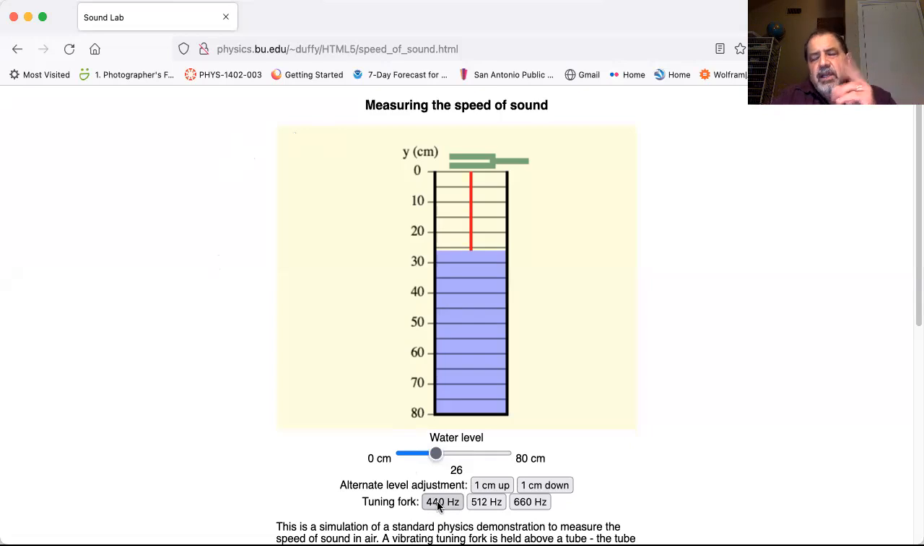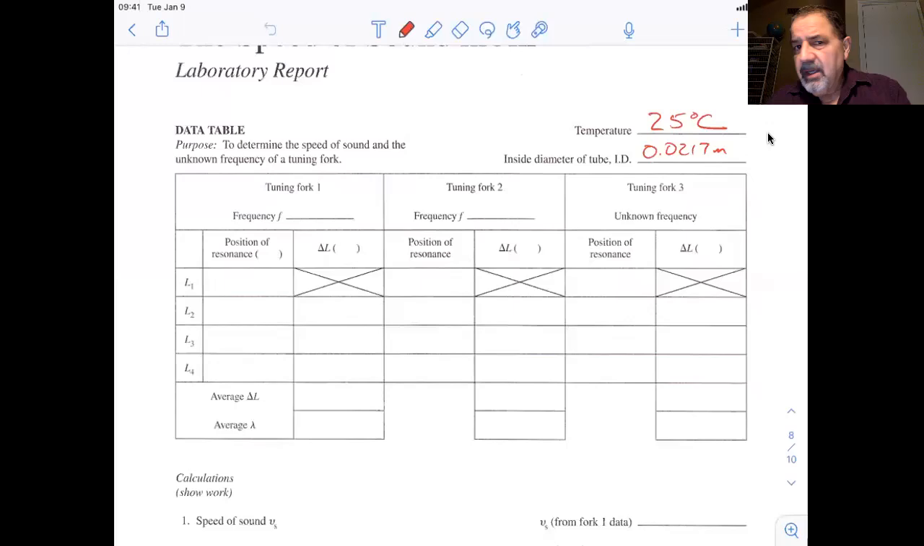You can select three different tuning forks: 440, 512. I'm going to choose 660 hertz, and I'll show you how we fill it out. I'm going to be switching back and forth between the iPad and the demonstration, just so you can see exactly how we're going to fill this out. So here's your data table. I already have the 25 degrees C, and I have the 0.0217 meters inside diameter.